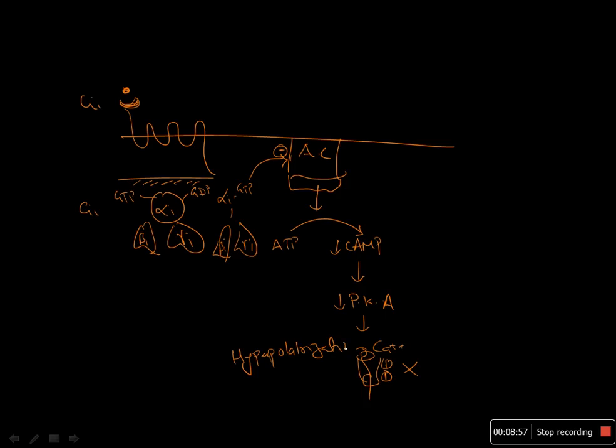Hyperpolarization. The next reason for hyperpolarization is that the beta and gamma inhibitory unit phosphorylates or activates the potassium channel, so that more and more K plus efflux is seen. Because of this K plus efflux, there is more hyperpolarization inside the cell. So this is the next reason for the hyperpolarization and deactivation of the cell, right? So this is how Gq and Gi work.